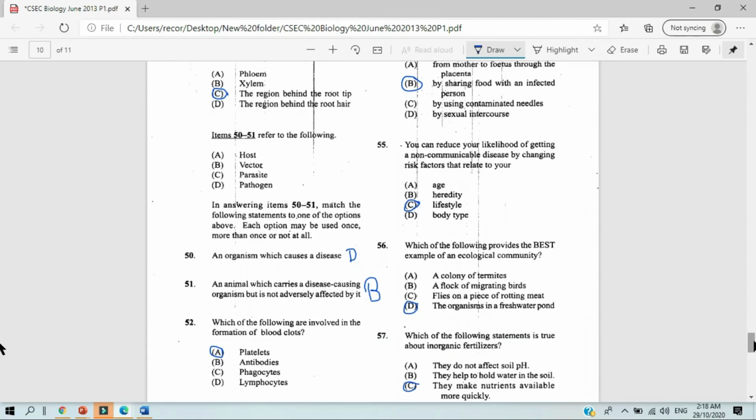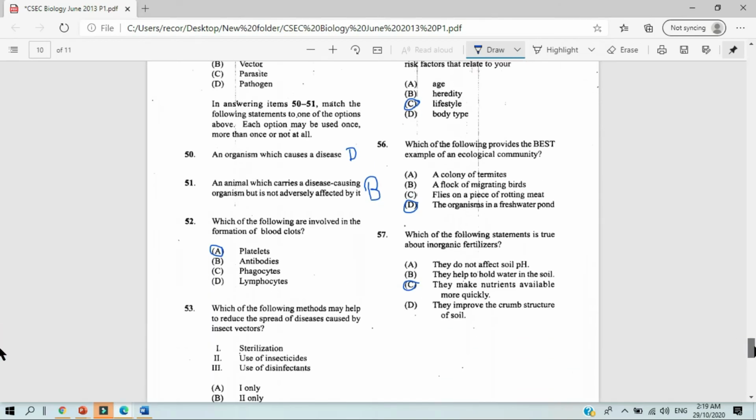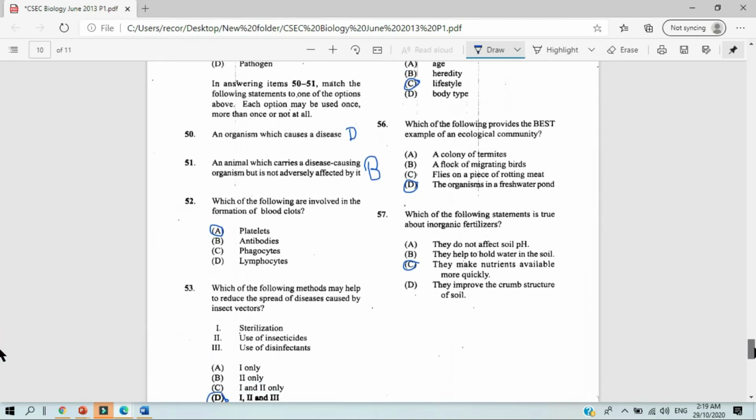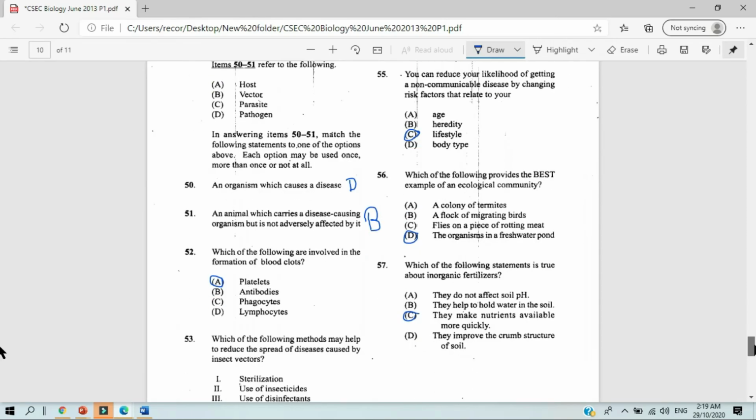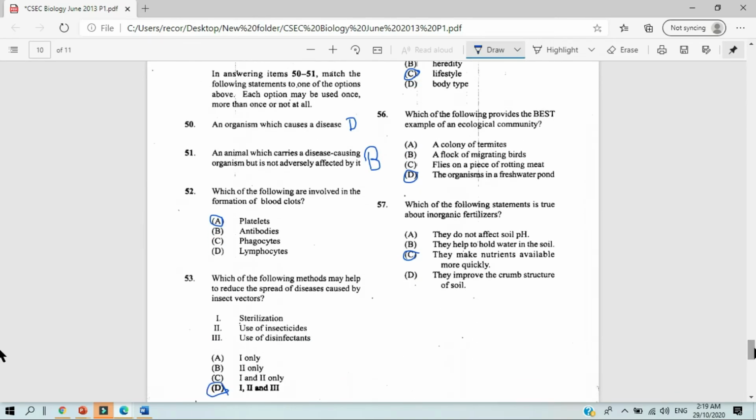And 52. Which of the following are involved in the formation of blood clots? You'll remember platelets. Platelets are involved in the formation of blood clots. And you'll find that in your textbook, if you look at circulation, or blood types and components of blood, you'd find something on platelets telling you what they do.